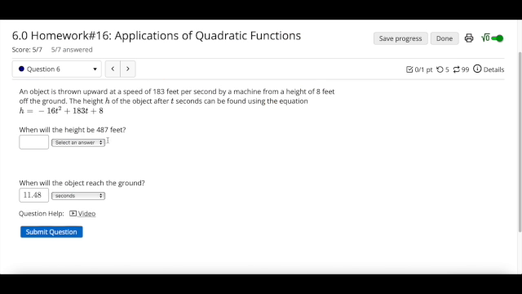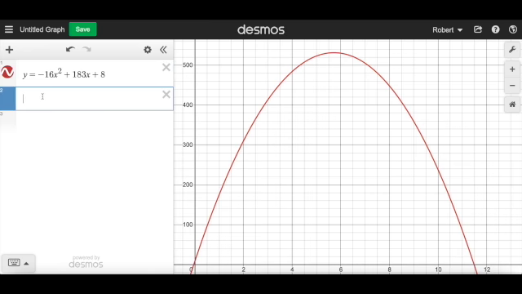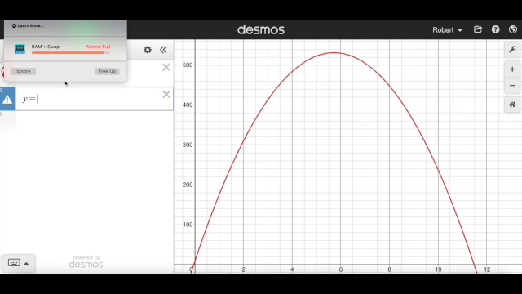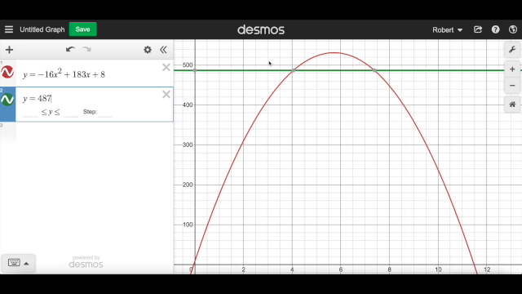And it wants to know what will the height be at 487 feet. This is the problem. There are 2 places where that takes place. On the way up and also on the way down. Right around here, but also right around there. So you need to give it 2 answers. Easy way to find it. Just ask Desmos, when is y equal to 487? And you'll see that they intersect at 2 places.